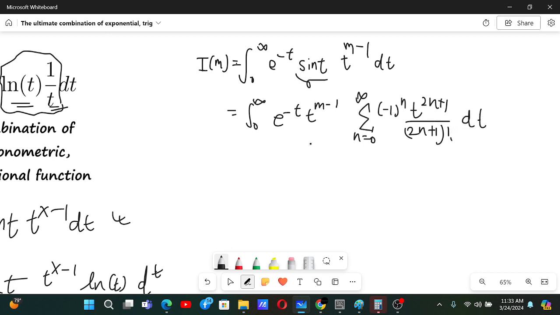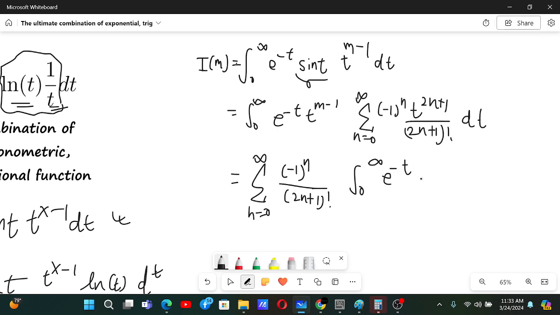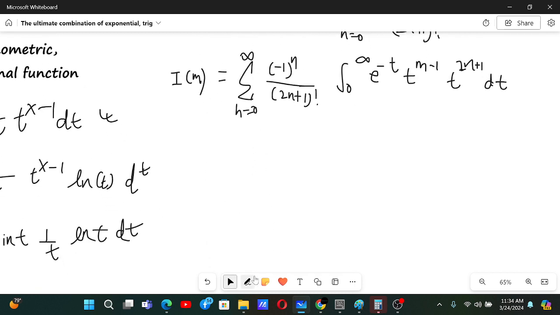Now let's take the constants inside, interchange sum and integral. Sum from n equals 0 to infinity, minus 1 to the power n by 2n plus 1 factorial, integral from 0 to infinity of e to the power minus t to the power m minus 1 to the power 2n plus 1 dt. Now this is I of m. Now if we try to differentiate this function, what do we get? Why differentiate? We haven't really solved this integral. First of all, let's solve this integral and then we will talk about that.